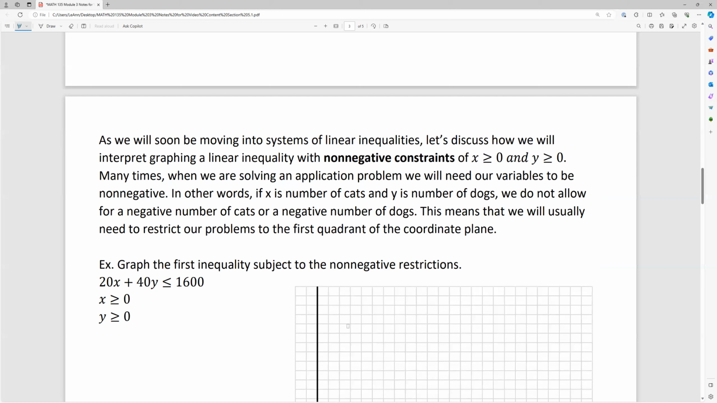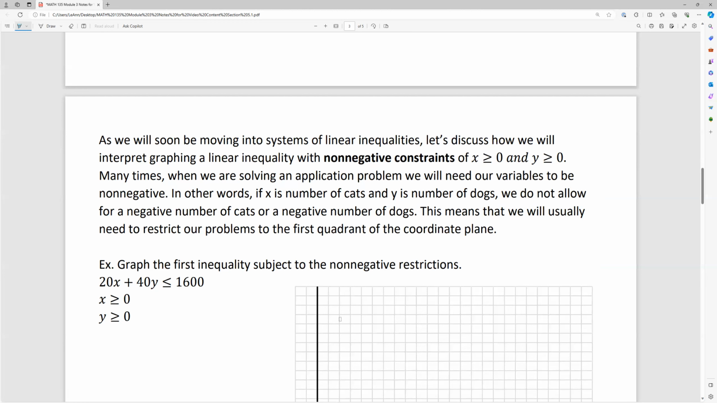We will spend more time actually doing what we call multiple constraints, where we see not just the non-negativity, but we actually have multiple different linear inequalities that have x and y. But to start us off, we want to just focus on restricting our inequality to quadrant 1. Okay, so let's show you how that looks.